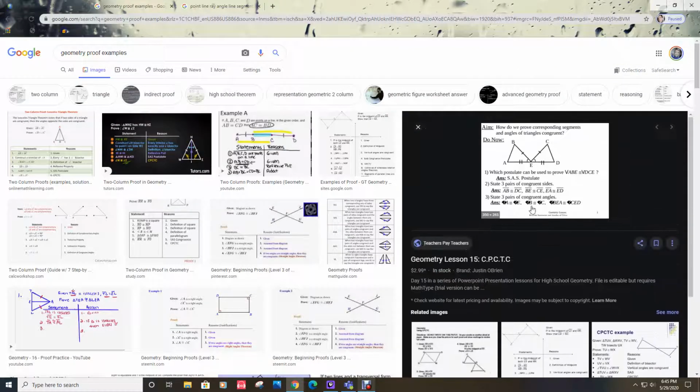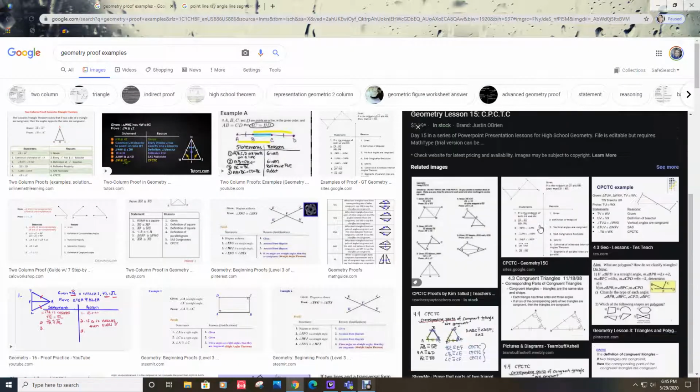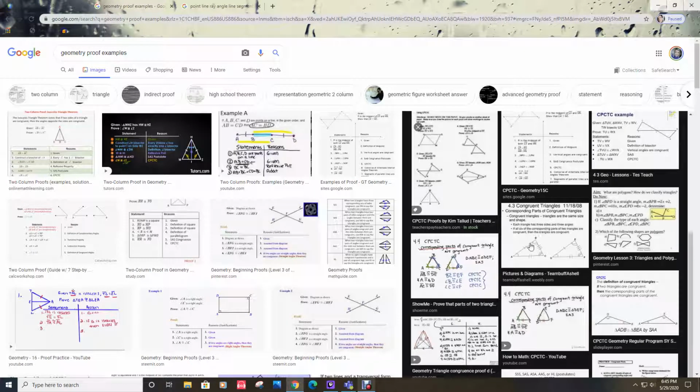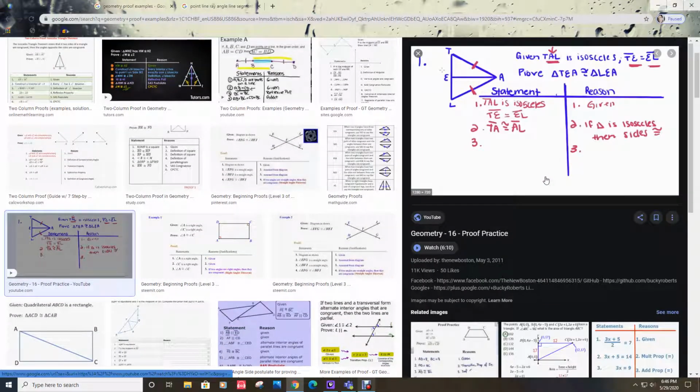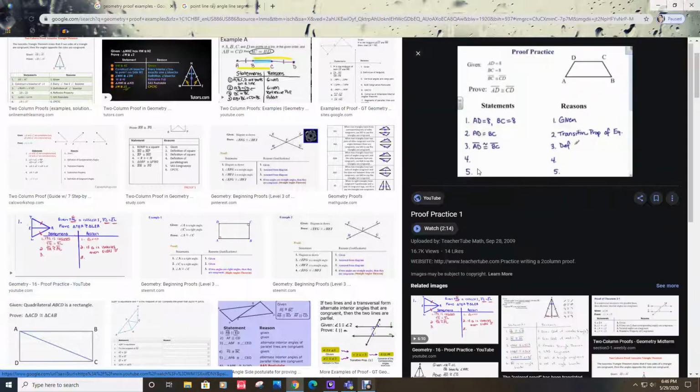Like, for example, this right here, if you have a triangle or some sort of parallelogram that doesn't exactly have a unit written on it, how can you prove that something is the way that it is? Like, this looks like a good example. It tells you that TAL is isosceles, which we'll talk about in those videos. But then how can you prove that something else is true?